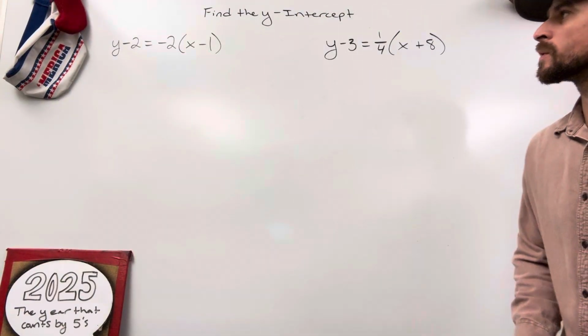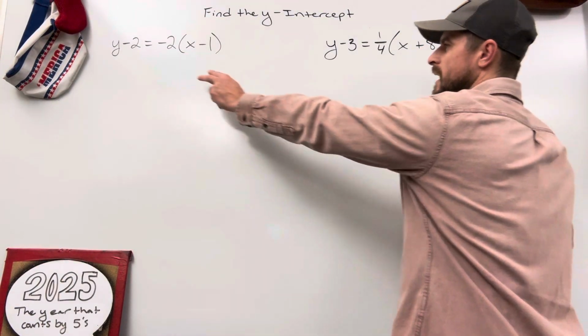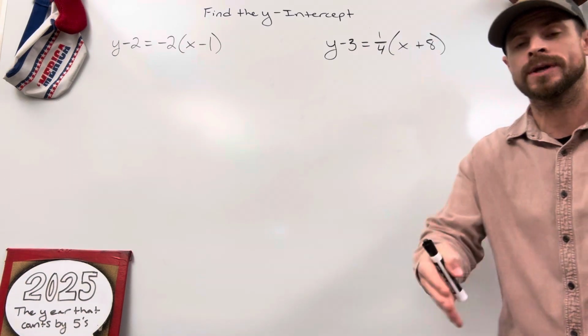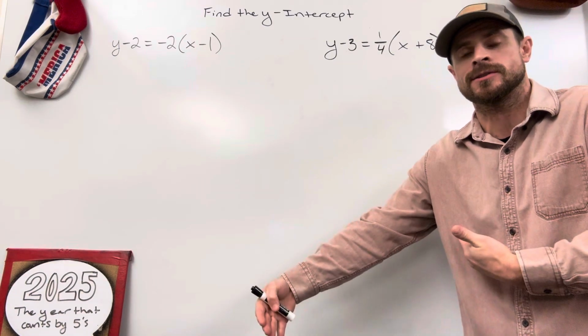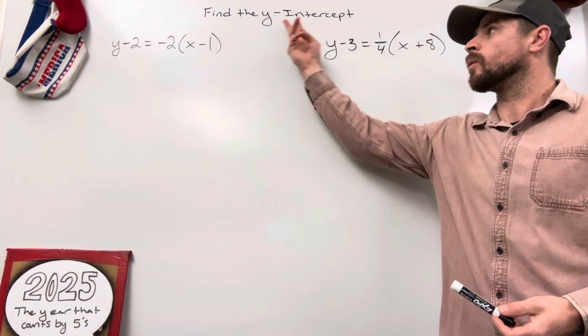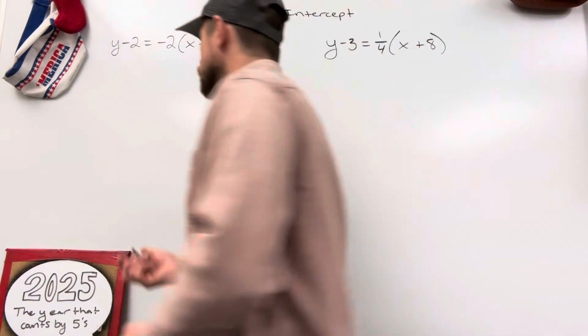All right, in these problems, we're being asked to find the y-intercept of these two equations. Now, the problem is these equations are written in point-slope form instead of slope-intercept form. So we're going to have to convert them in order to find the y-intercept. So what does slope-intercept form look like?